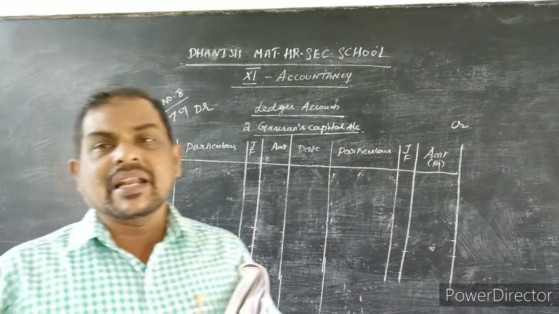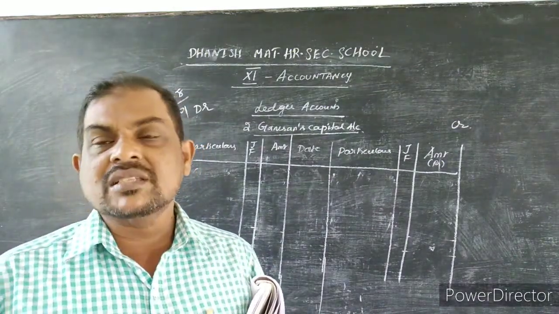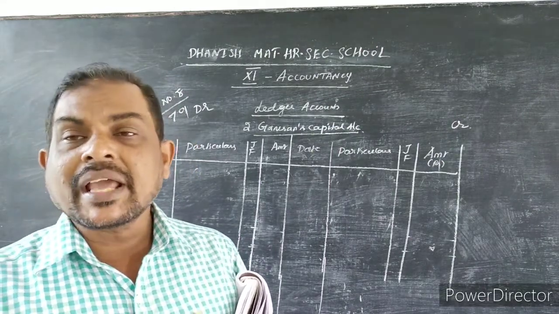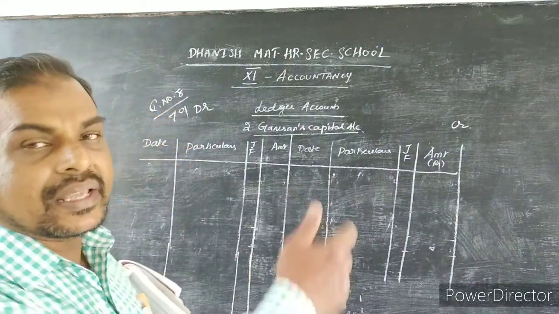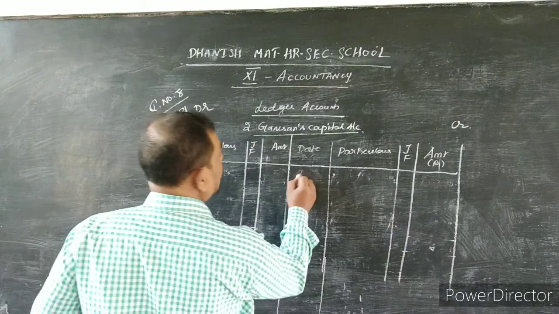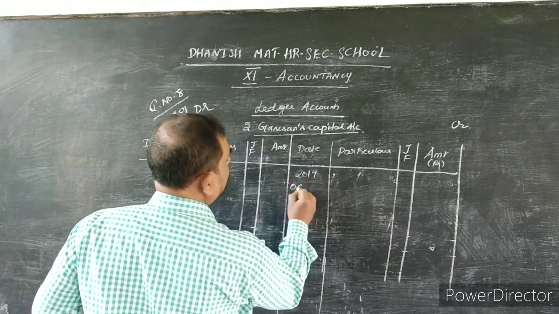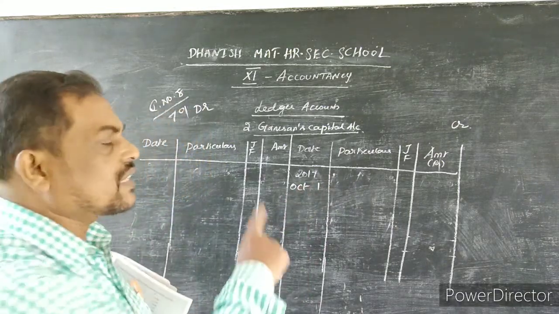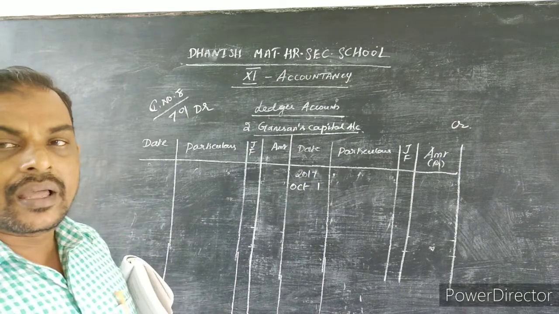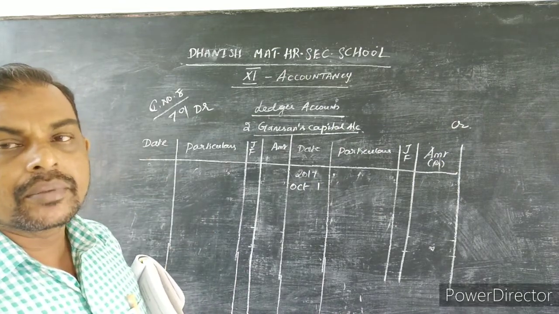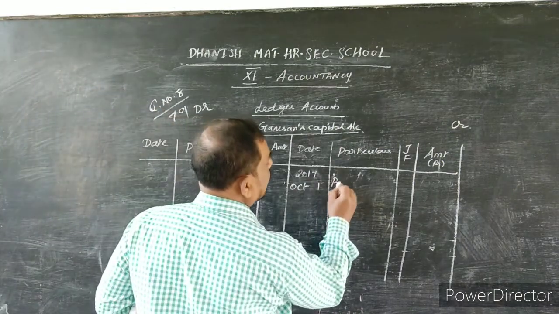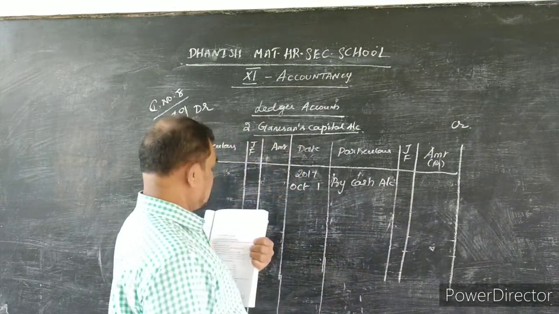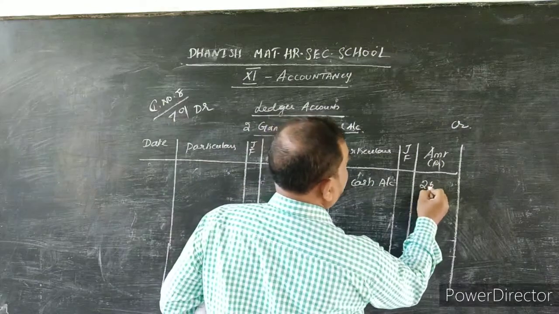Here, Ganeshan's Capital is available in only one place. What is the journal entry? Cash account debit to Ganeshan's Capital account. Ganeshan's Capital account is available on the credit side, so the entry should come on the credit side. What is the date? 2017 October 1. Ganeshan's Capital is available on the credit side; that's why it comes on the credit side. But what is the debit entry for that? Cash account. So by cash account, the amount is rupees 25,000.